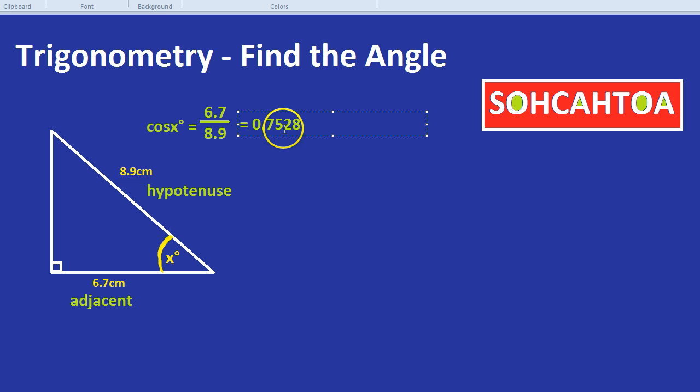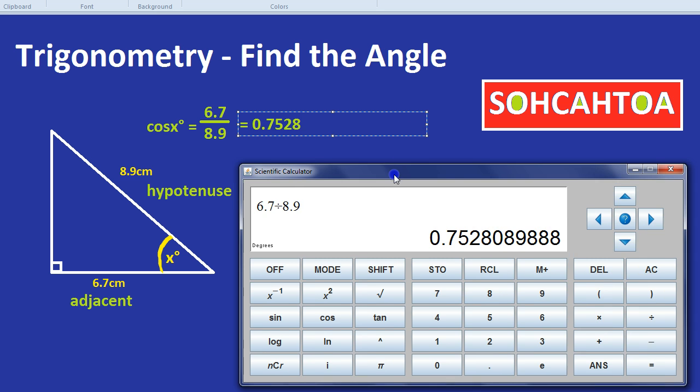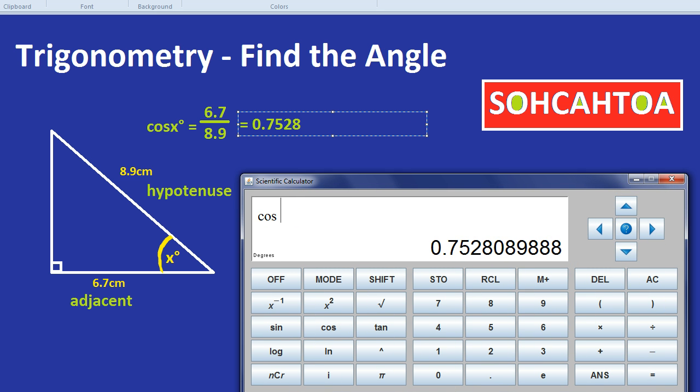Some students try typing in cos of that. So it would be cos of answer. And they get 0.99999 or something very close to 1. And they get really confused. The thing is, when we're looking for the angle, we have to ask the calculator an extra special question. We're not just going to type in the angle cos of this. We're asking the calculator, can you tell me what the angle is?